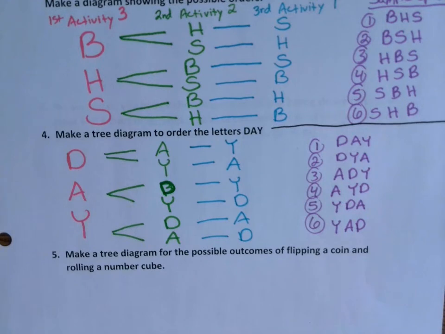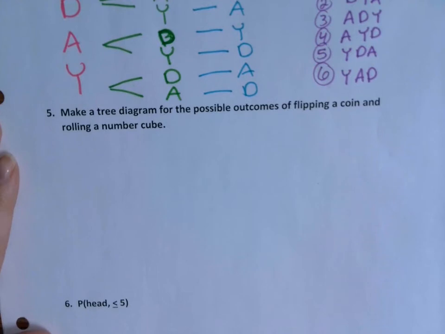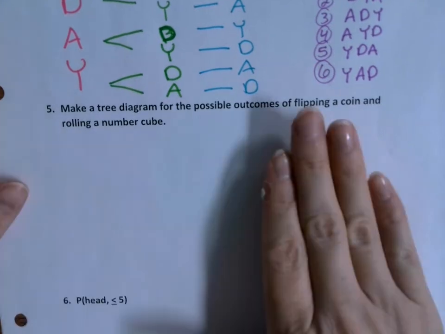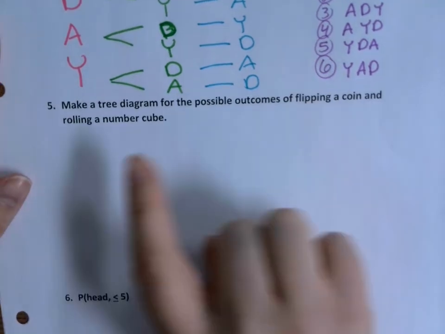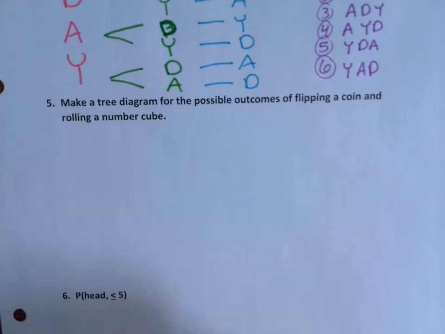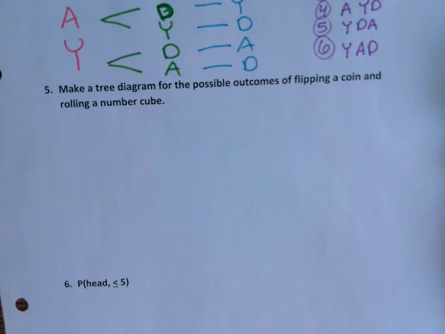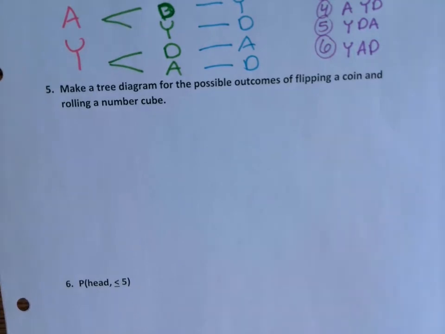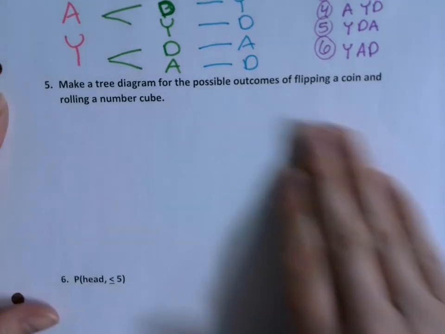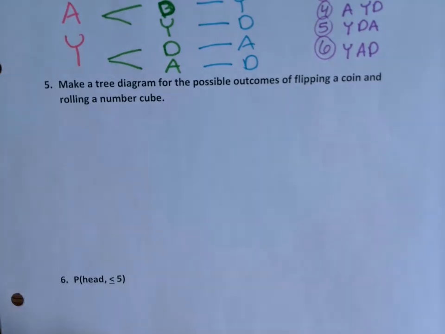Number 5, we're going to make a tree diagram for the possible outcomes of flipping a coin and rolling a number cube. So we only have 2 activities. Go ahead and build your tree diagram, and this is an independent activity, right? This is an independent compound event. Flipping the coin has no effect on the number cube. Rolling the number cube has no effect on the coin. Go ahead and build your tree diagram based off of that. Make your first activity the coin and the second activity the cube, which is a die.